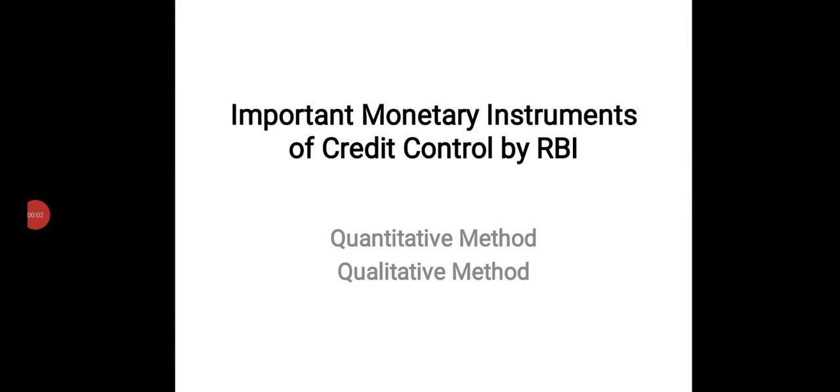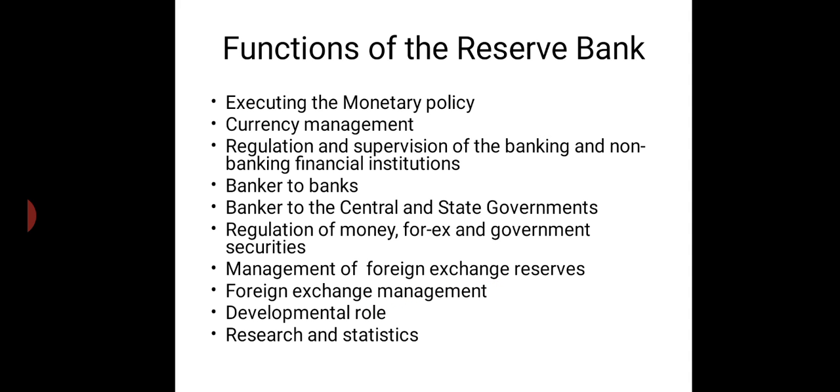In the previous class we were discussing the important monetary instruments of credit control by RBI, which are of two types: quantitative method and qualitative method. As we have already discussed, the main function of the Reserve Bank of India is to formulate monetary policies and execute them through certain monetary instruments, to achieve certain monetary objectives like price stability, reducing the money supply in the economy, and achieving growth.